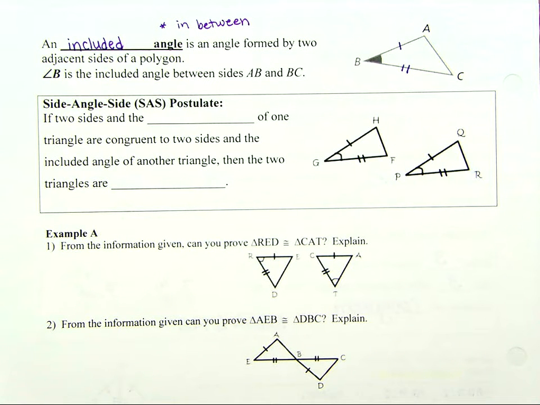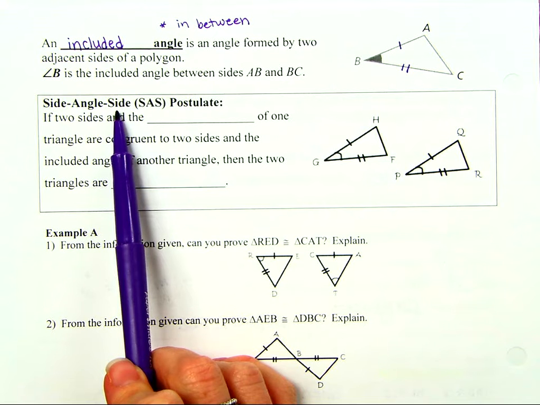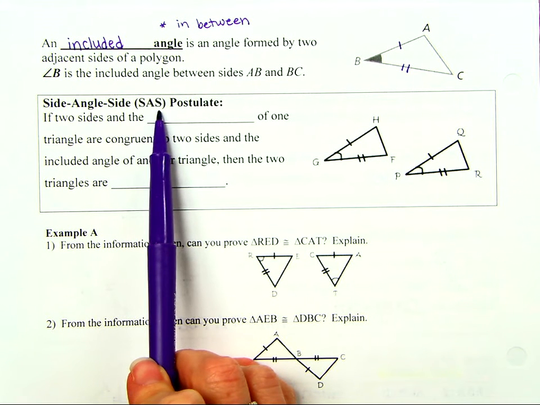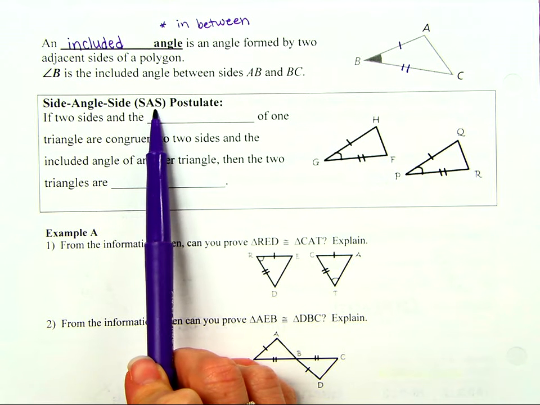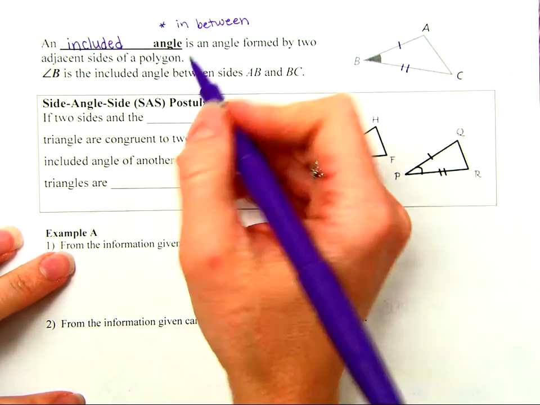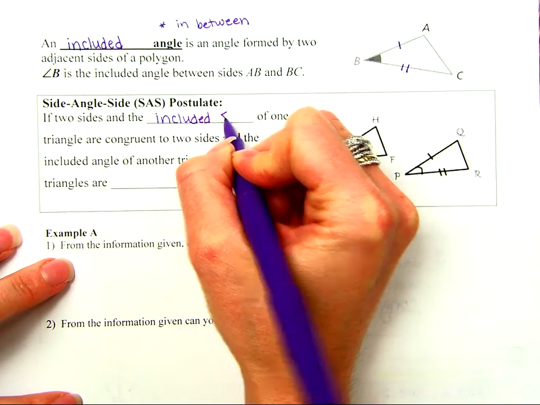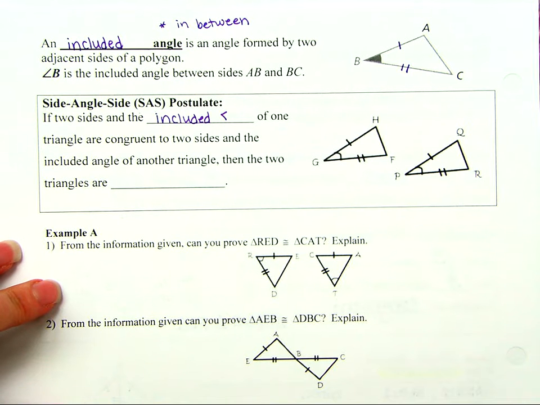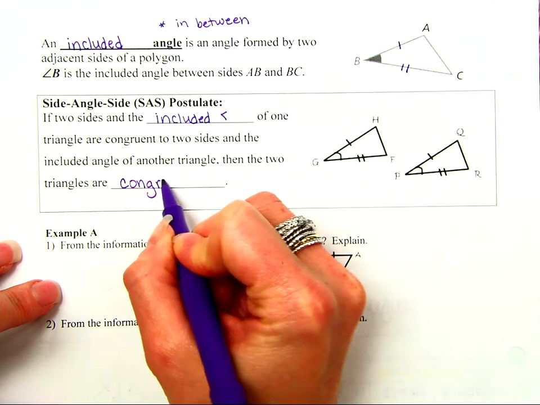It leads me to my second shortcut. A second shortcut that we can use is called the side-angle-side shortcut, abbreviated as SAS. But here the order is important, so note that the angle is in between my two sides. It reads that if two sides and the included angle of one triangle are congruent to two sides and the included angle of another triangle, then the two triangles must be congruent.